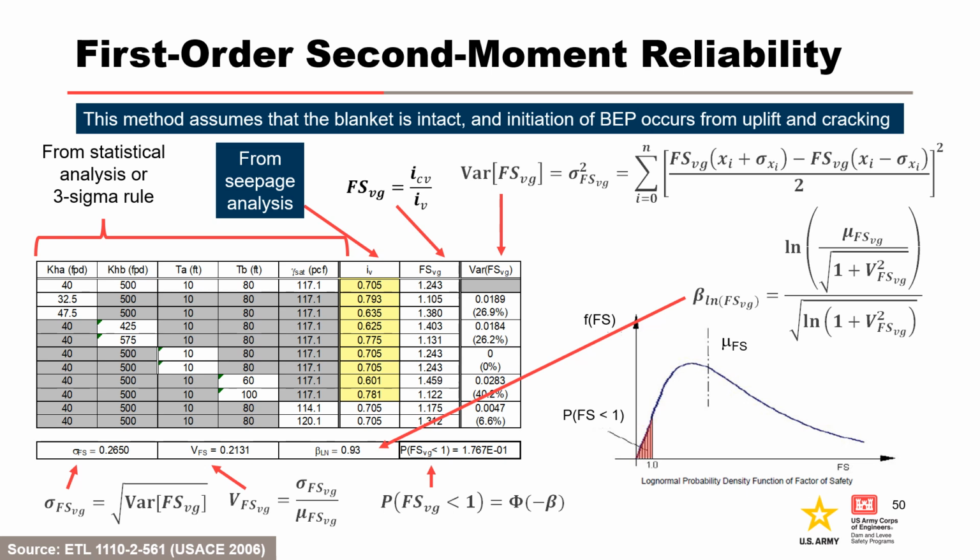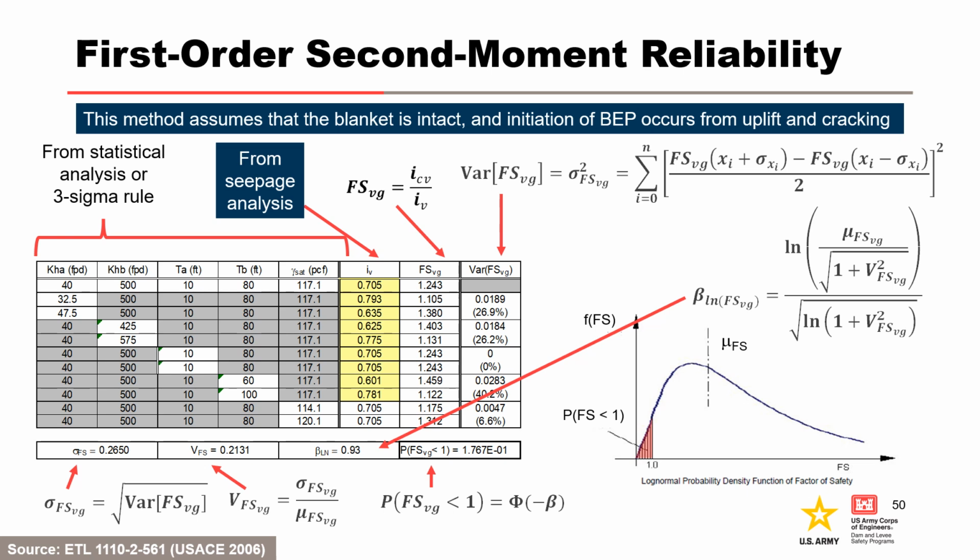The likelihood of heave can be evaluated using the first order, second moment method of reliability analysis. This approach is commonly used to perform a probabilistic seepage analysis using vertical exit gradients obtained from software such as SEEP/W. This method assumes that the blanket is intact and initiation of backward erosion piping occurs from uplift and cracking.